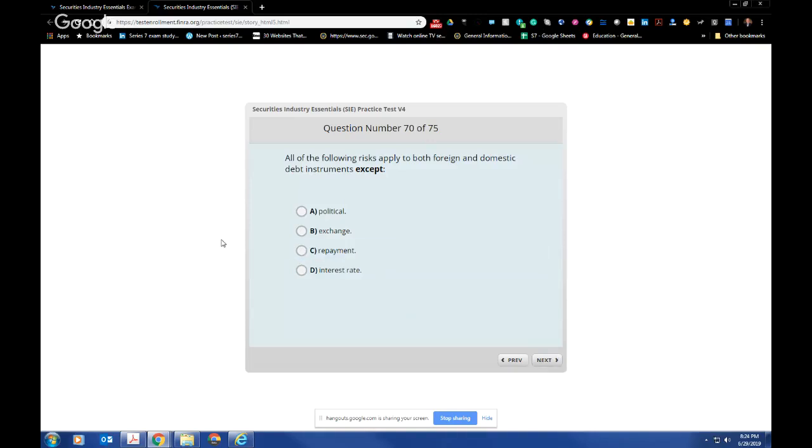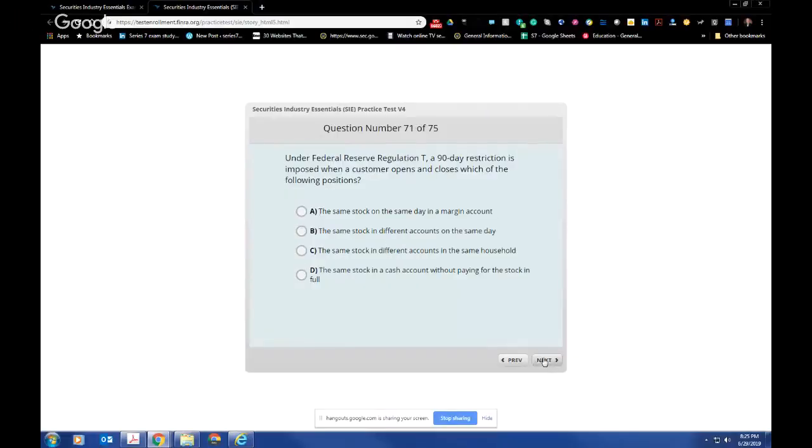All the following risks apply to both foreign and domestic. Okay, so let's see. Interest rate risk, yes, everything is interest rate risk. Repayment risk, yeah, that could be true because it's refinancing or call risk. Political risk, yeah, everything is political risk because even our country can get screwed up. Exchange risk. The only time you have exchange risk is if you invest outside the country. So the domestic stuff doesn't have it.